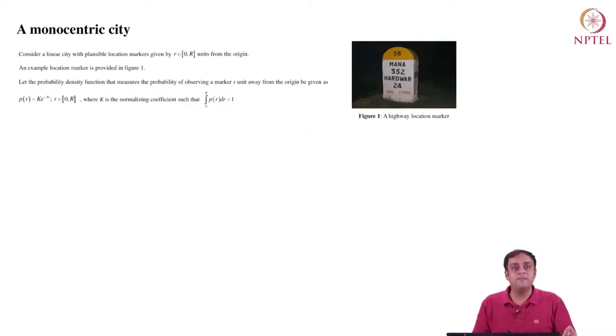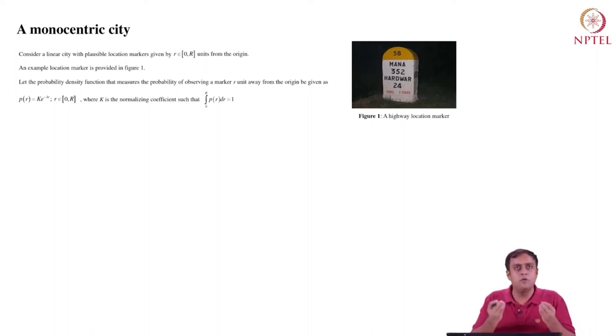Okay, so let's move forward. Here I have an example of a monocentric city. So we are talking about space already, we are talking about a city. A city is spread in space, right? For example, you can think about the National Capital Territory of Delhi, Kanpur, Jaipur, Chennai, and any other city alike. So what we say is, let's consider a linear city with plausible location markers given by r in between 0 and a capital R units from the region.